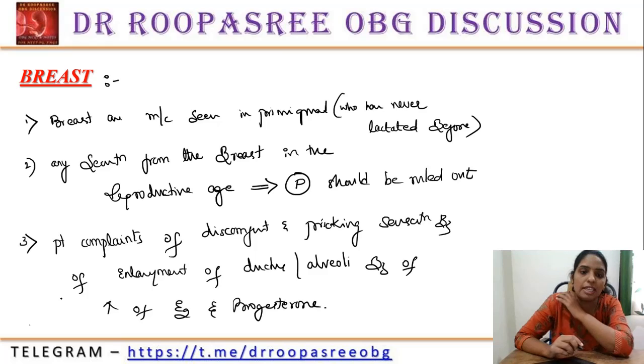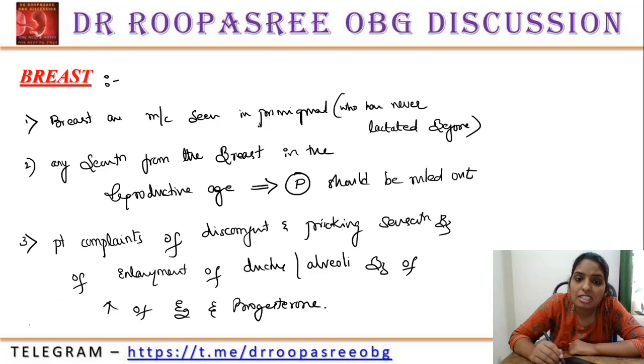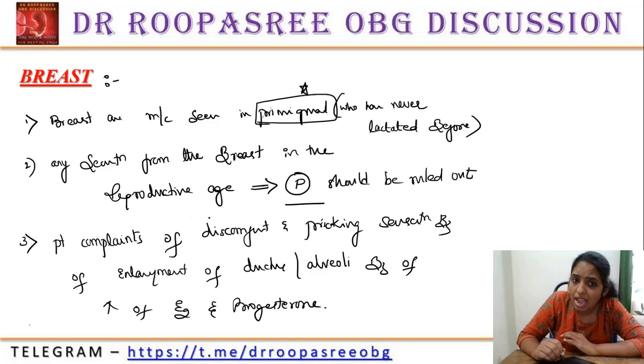Breast changes. Mostly the changes are seen in the primigravida, the first-time pregnant woman. In the previous video also I have discussed the breast changes in pregnancy in detail. Please see that video also and the questions covered in it. If there are any secretions from the breast, like colostrum or milk secretions, then pregnancy should be ruled out. Secretions from the breast start from 12 weeks itself. Why does the patient complain of pain, pricking sensation or discomfort in the breast? Because of the enlargement or division of the ducts and alveoli, because of the estrogens and progesterones.